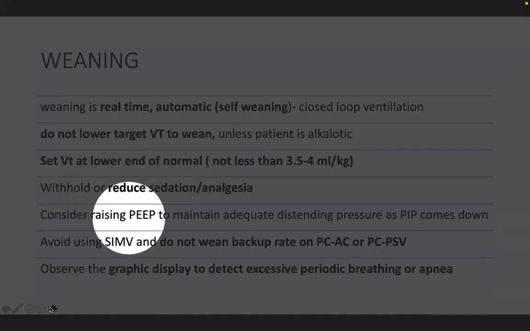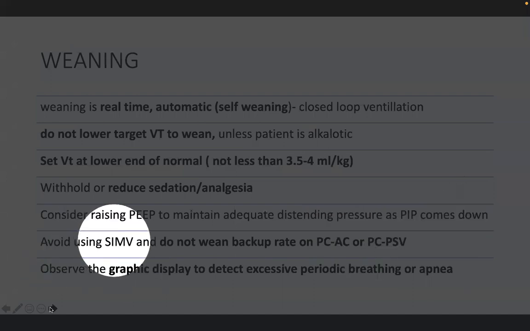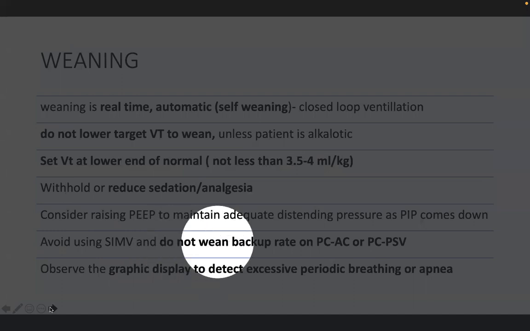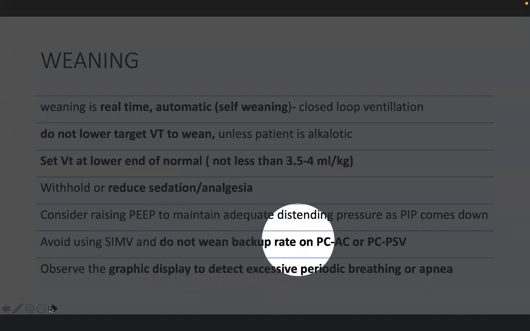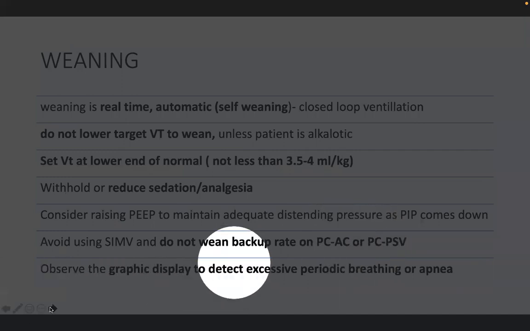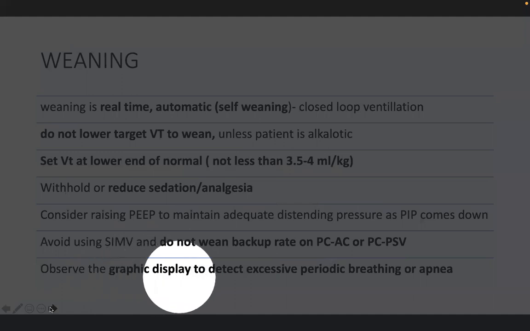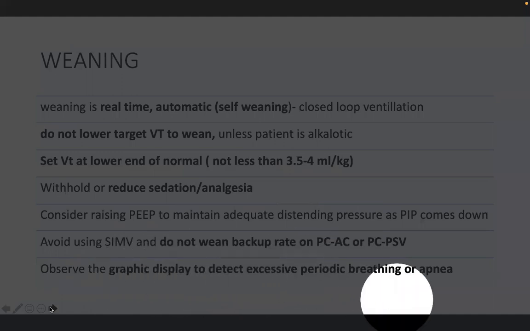We should consider raising PEEP to maintain adequate distending pressure as PIP comes down. We should avoid using SIMV and do not wean the backup rate on SIPPV or pressure support ventilation. No need to wean backup rate. We should observe the graphic display to detect excessive periodic breathing or apnea.